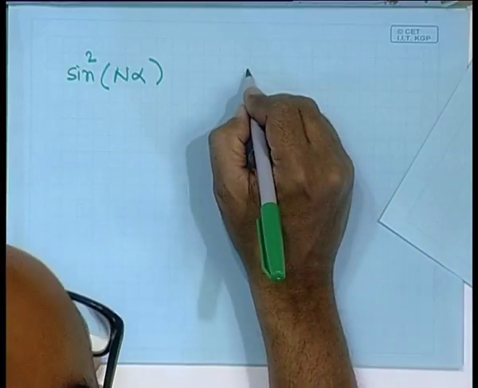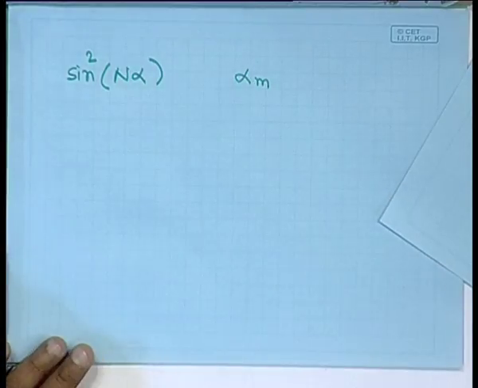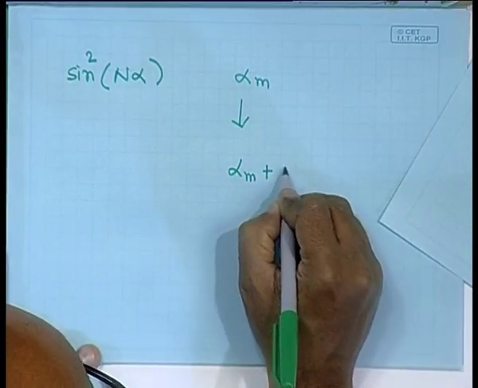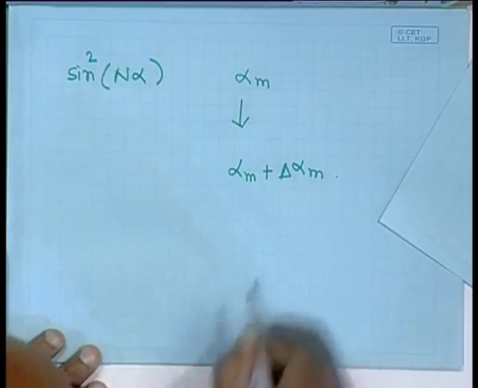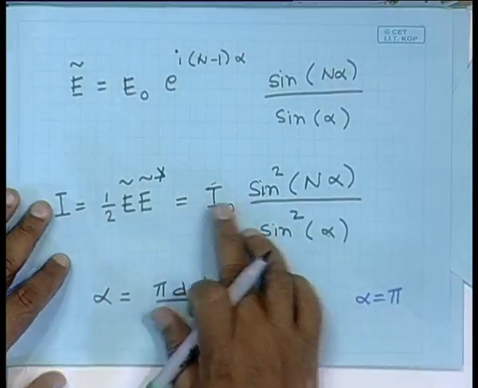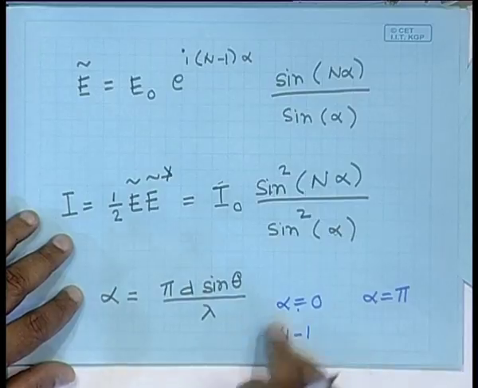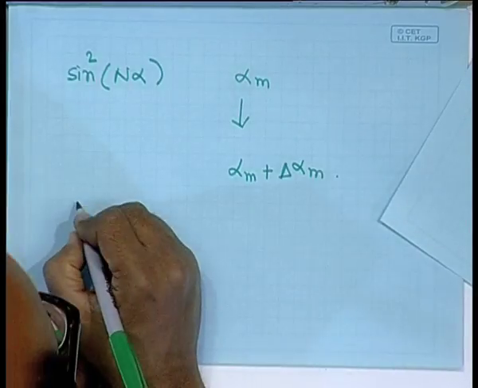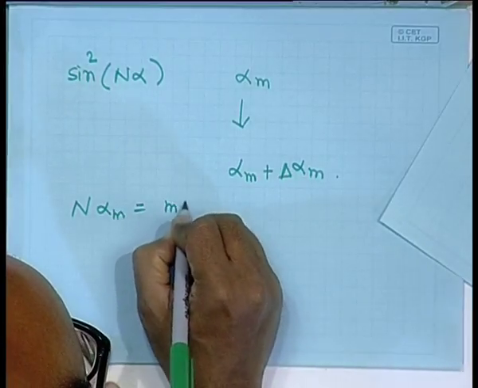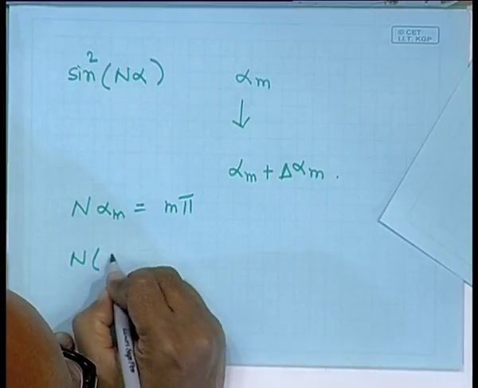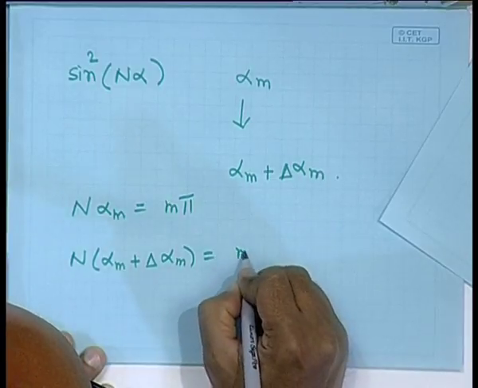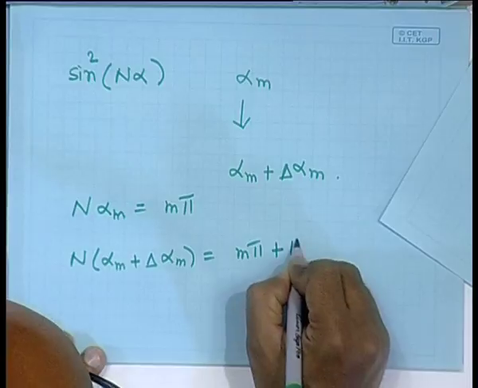So, to start with, we are at alpha m, where the numerator is 0, but the denominator is also 0, and then we increase alpha to alpha m plus delta alpha m, and ask the question how much should the increase be so that the intensity vanishes. We have started from n alpha m equal to m pi, and the change should be such that n alpha m plus delta alpha m should be m pi plus pi, right.